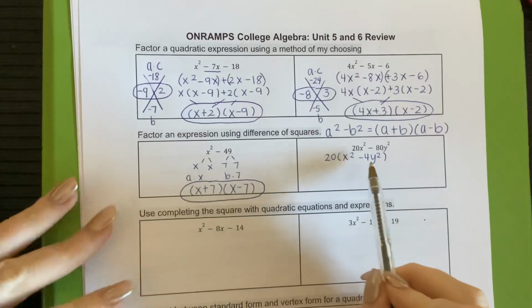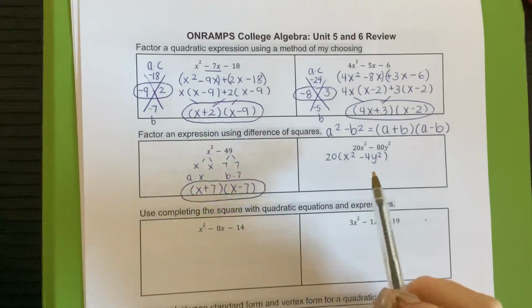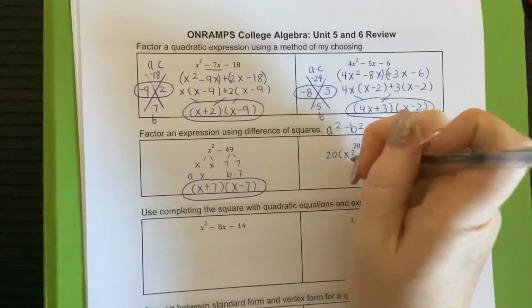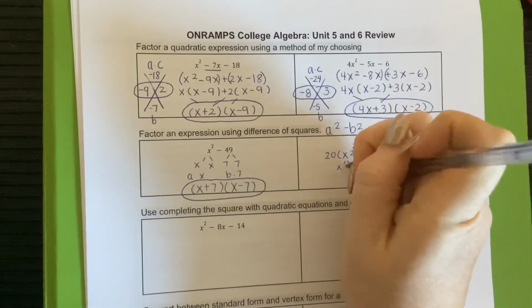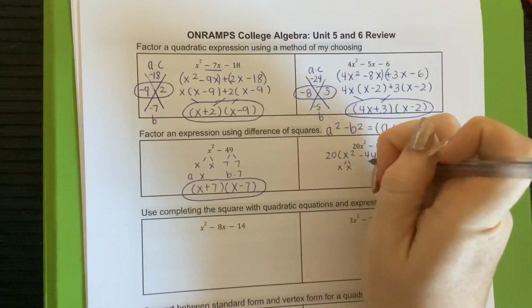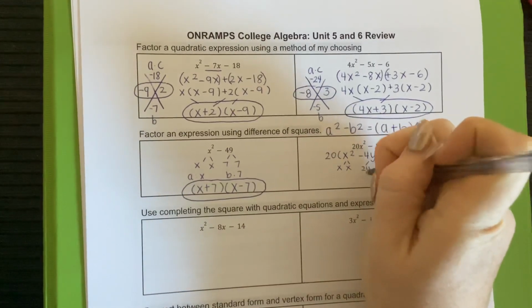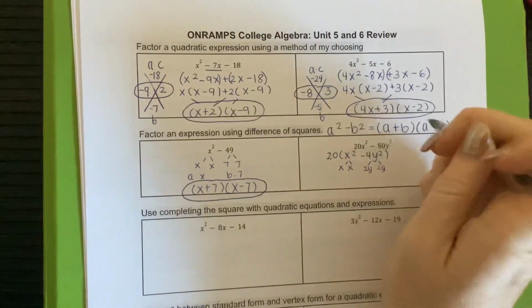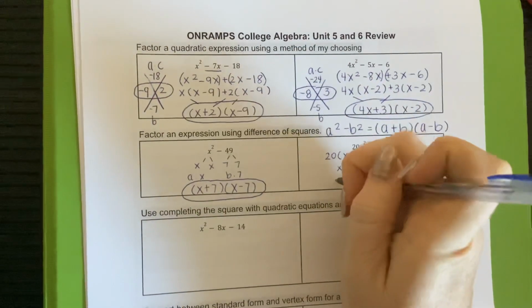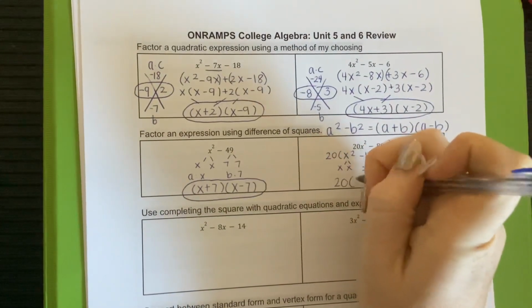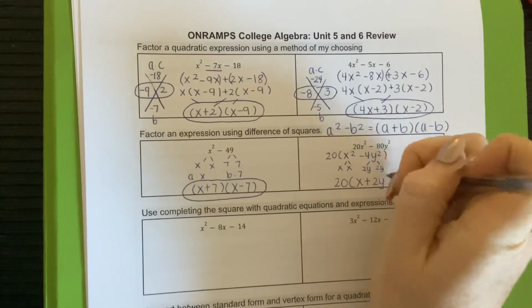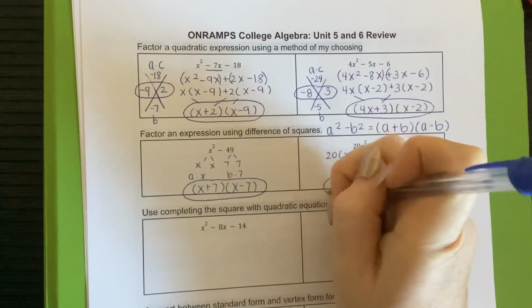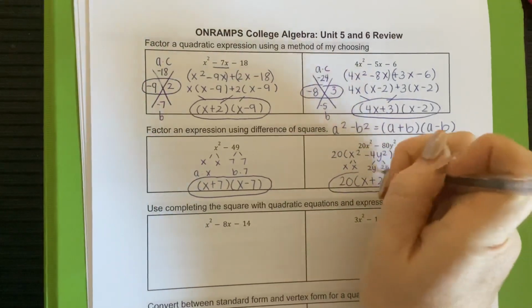X squared, 4, and y squared are all perfect squares, and it's a subtraction sign. So I know I'm thinking about difference of squares, so I'm going to break this down. x times x gives me x squared. 2y times 2y is what gives me 4y squared. If I plug that into the formula, it's just going to be our GCF 20, x plus 2y, x minus 2y. And that would be factoring using difference of squares.